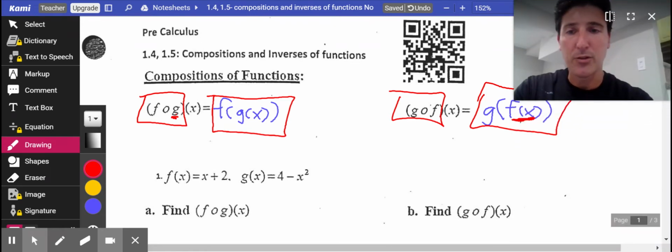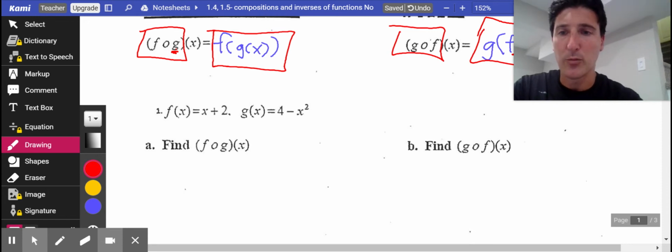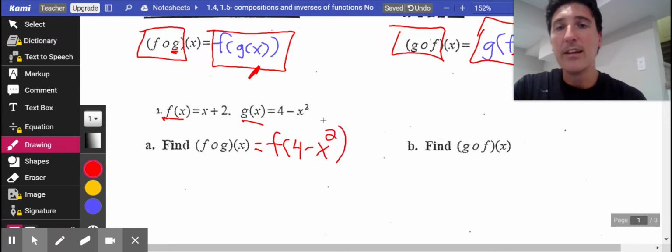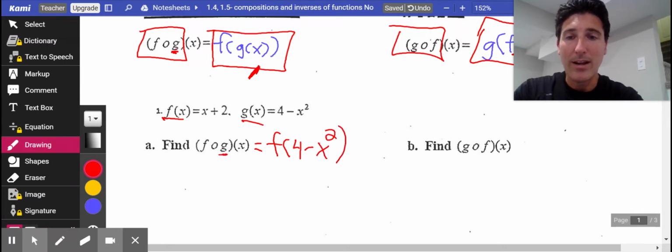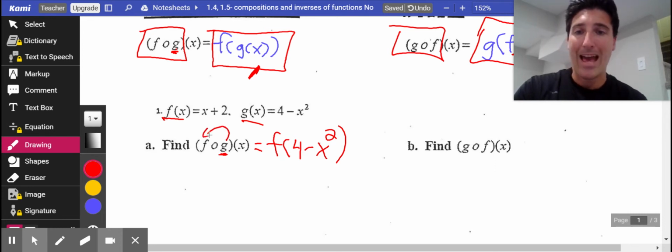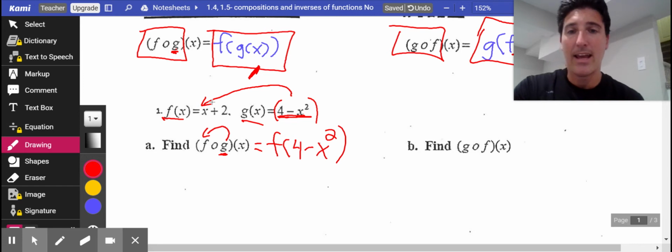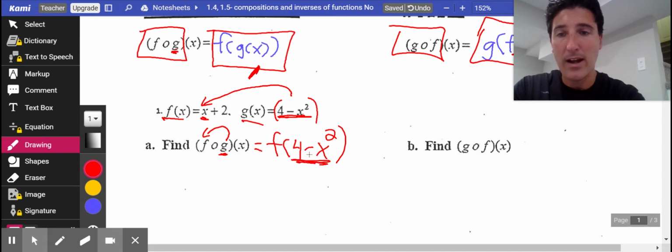So if I look at this first one right here, I have this f of x and g of x. If I want to find f of g, that's this f of g of x. So what you're really finding is the function of g of x, which is this 4 minus x squared. Here's the easy way to think about it. You're going to take whatever g is and put it into x for f of x. So this 4 minus x squared, this whole thing, which I'll put in parentheses, I'm going to plug right into that x for f. So this x is replaced with this 4 minus x squared.